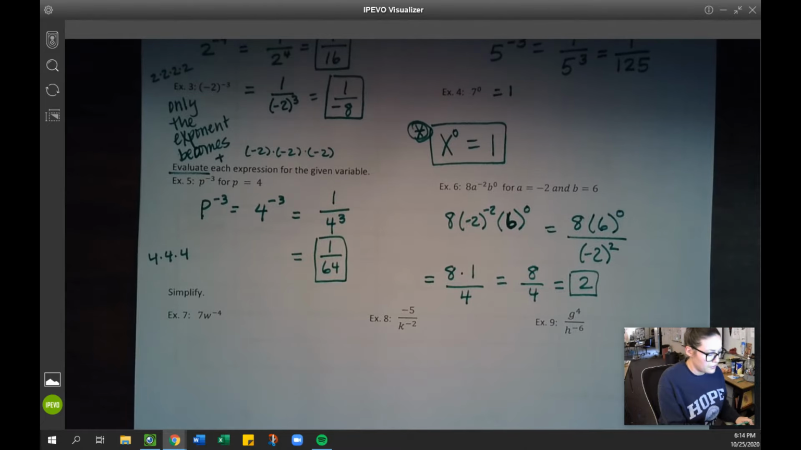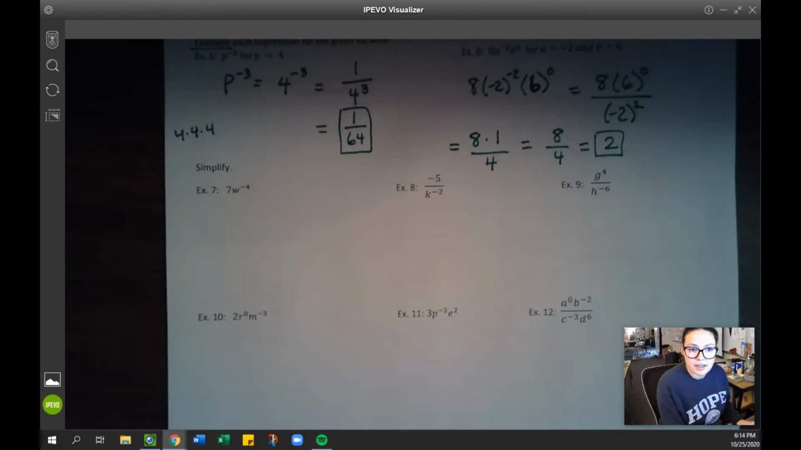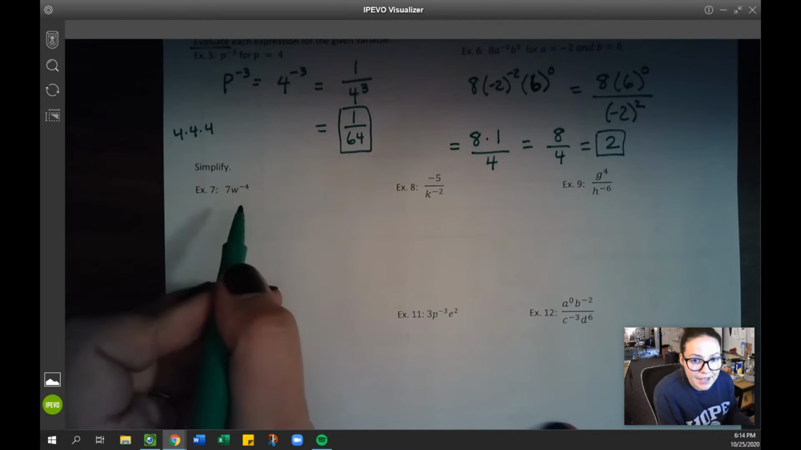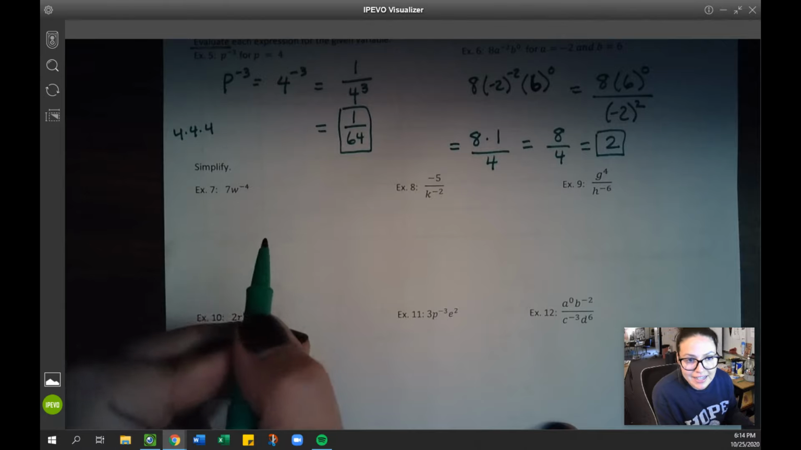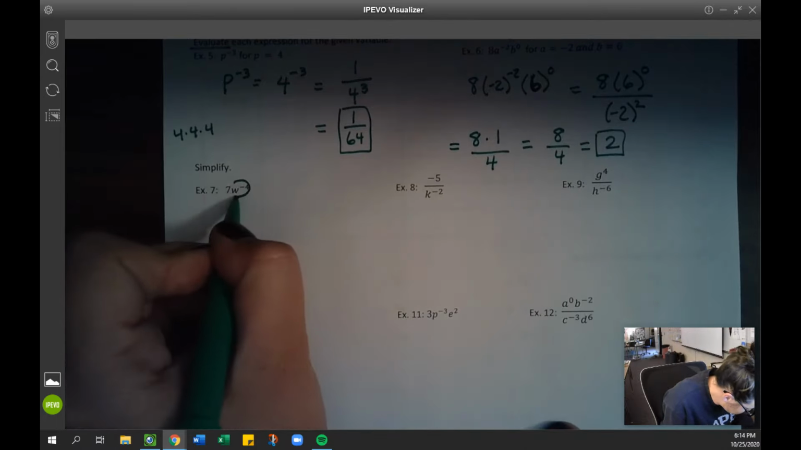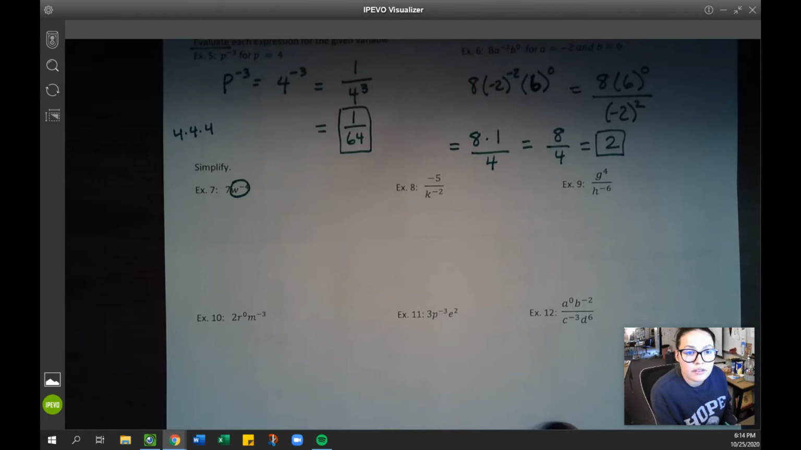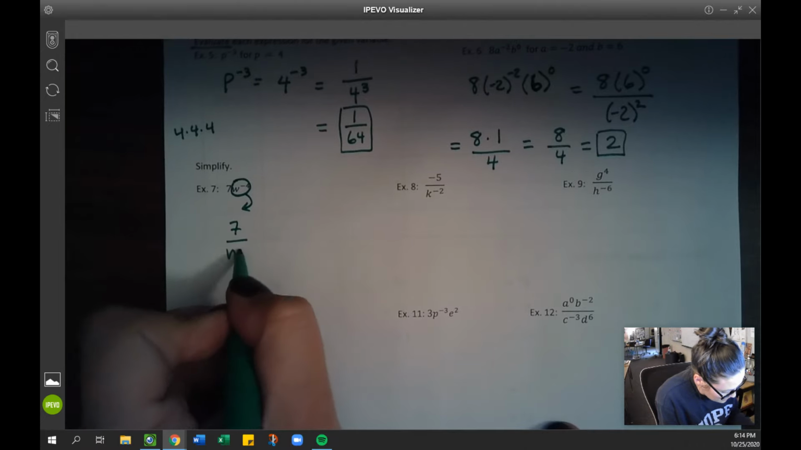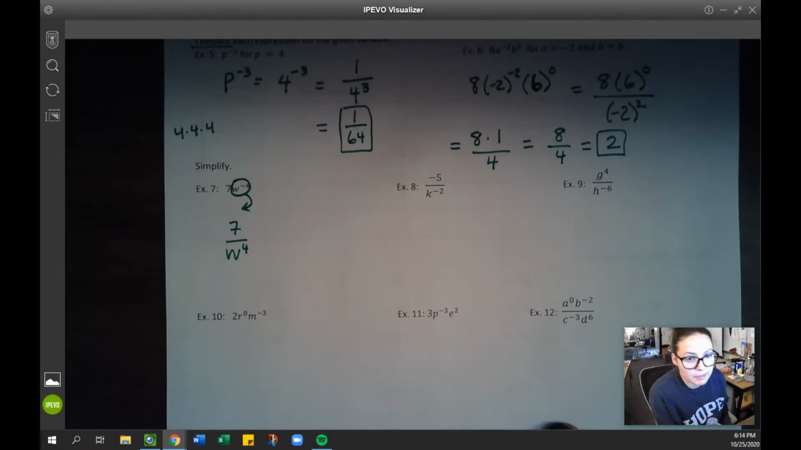All right, let's try a few more examples. 7 times w to the negative 4. Again, only the things that have a negative exponent are going to flip. I like to circle them. The w is the only thing that has a negative exponent. So the 7 is going to stay where it is. W to the 4th moves to the bottom. And that's all we can do. We want to rewrite it so that it has no negative exponents.